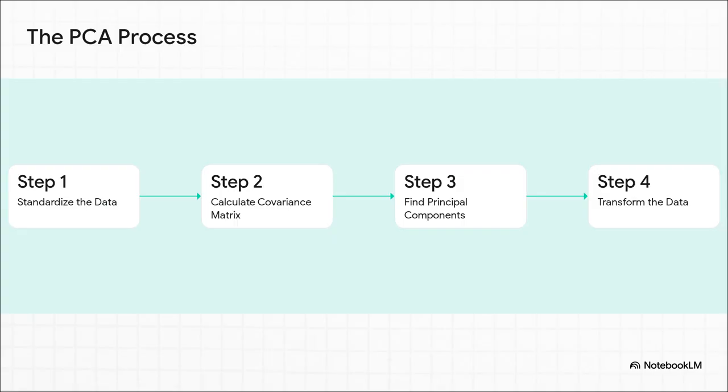The whole process really boils down to four main stages. First, we standardize the data. This is super important because it puts all our features on a level playing field. So things like age and salary are treated equally. Second, we calculate something called the covariance matrix. It's just a fancy way of figuring out how all the original features move and vary together. From that matrix, we find our principal components. And finally, the last step is to transform our original data onto these new, much more insightful axes.